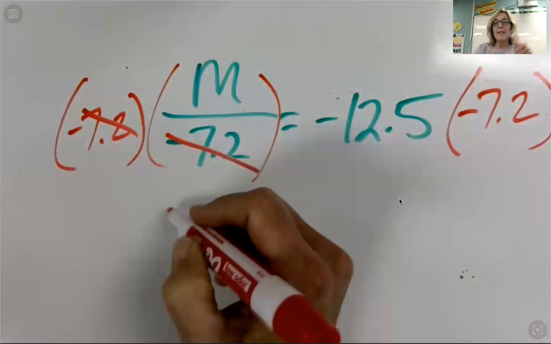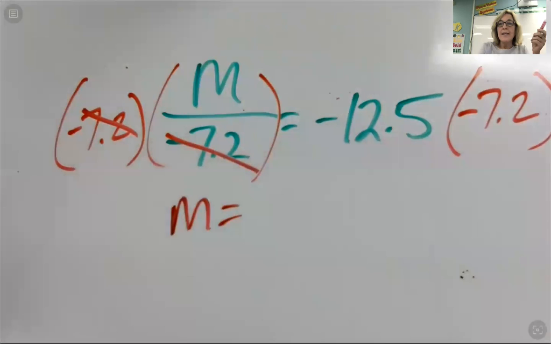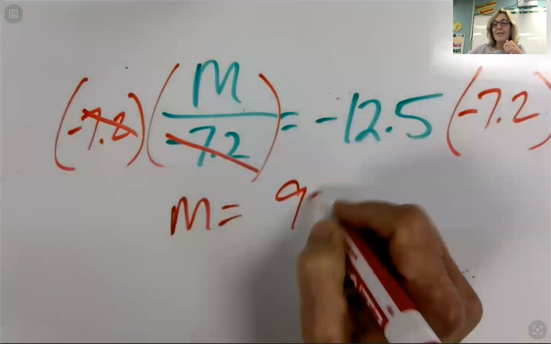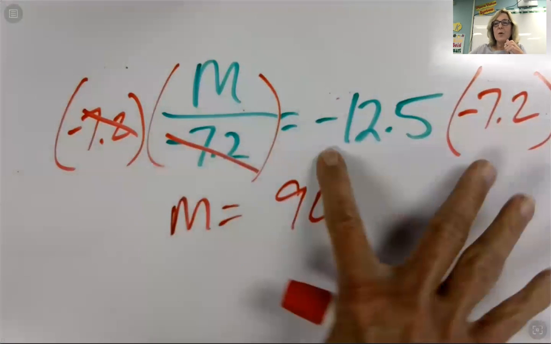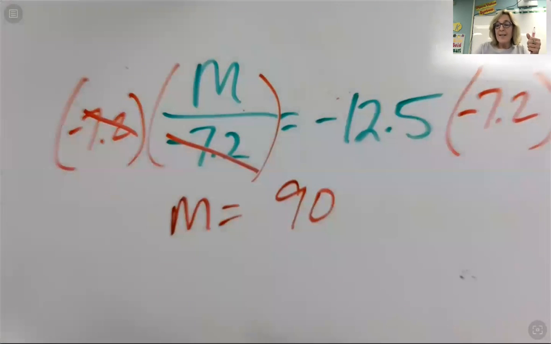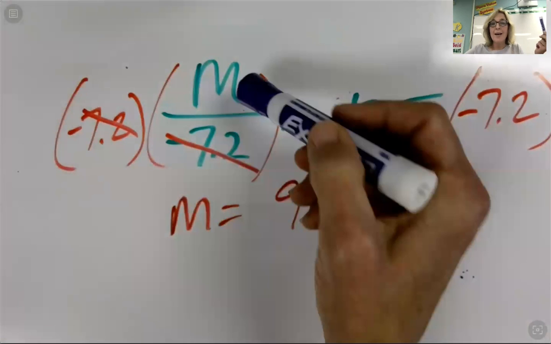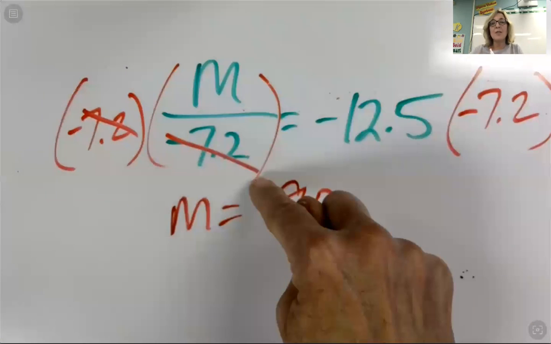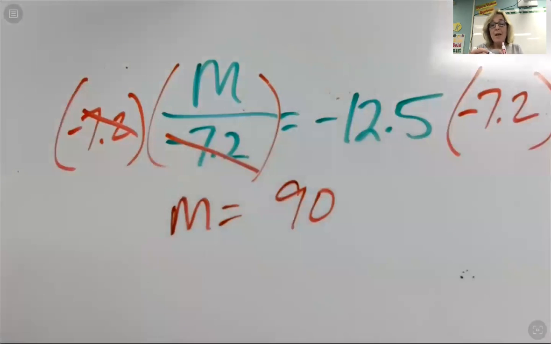And now we would just need to multiply. And that multiplication would give you a product of positive 90. We have a negative times a negative, which is positive, and then 12.5 times 7 2/10 is 90. So now let's check it. If you take 90 and put it in for m and divide it by negative 7 2/10, you do get negative 12 5/10. I am not going to do that division, but you should, as you are verifying that your answer is correct.